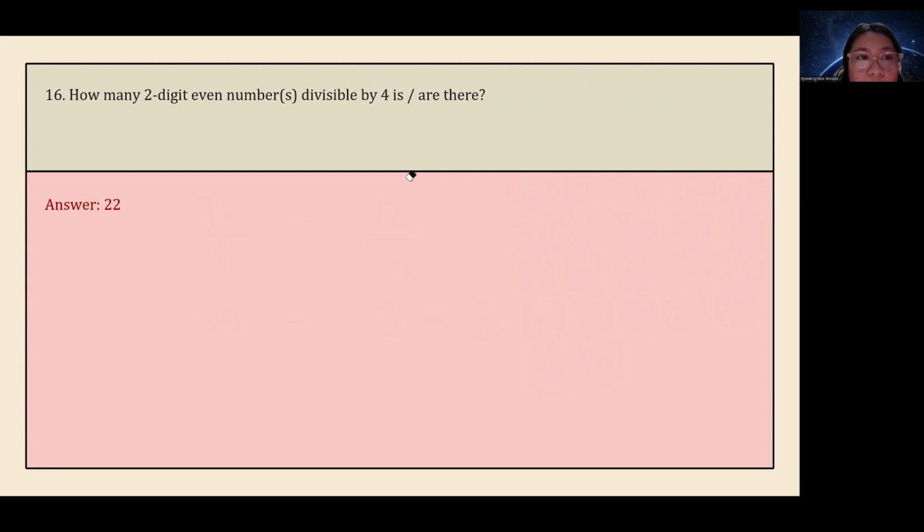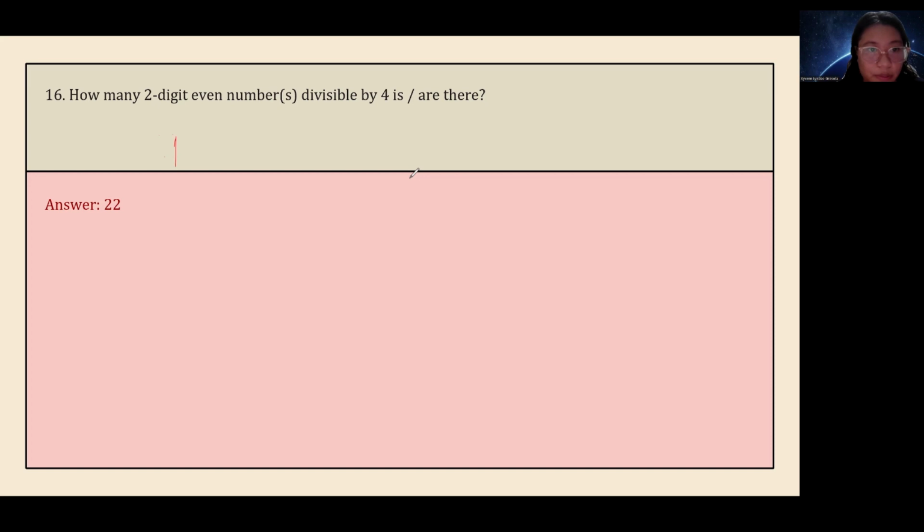Okay, for number 16. How many two-digit even numbers divisible by 4 are there? Okay? So for this one, we could apply a technique, or we could just simply list down our numbers. So let's just do the technique first, and we will check if by listing down we can still get the same answer. So for this one, what is the largest two-digit number that we could have? It's 99, right? So we need to have here 99.